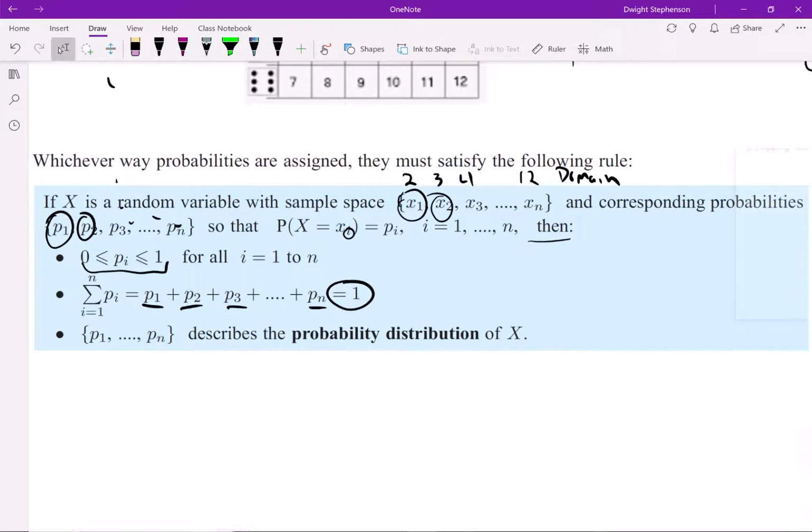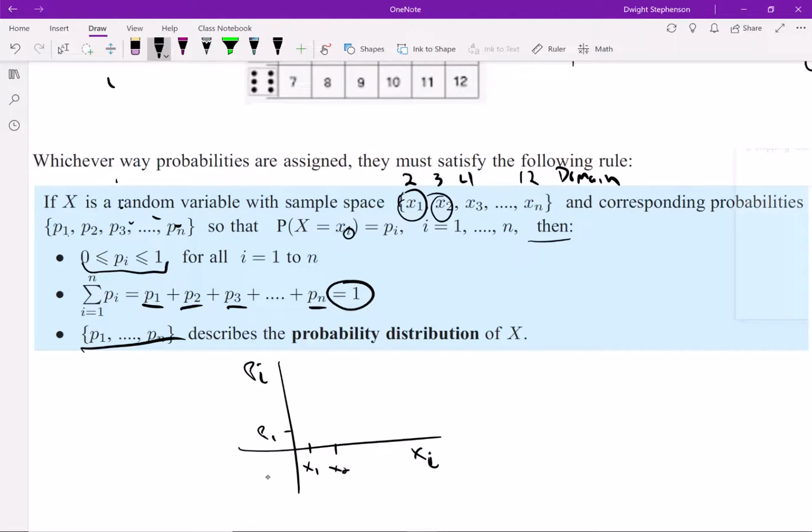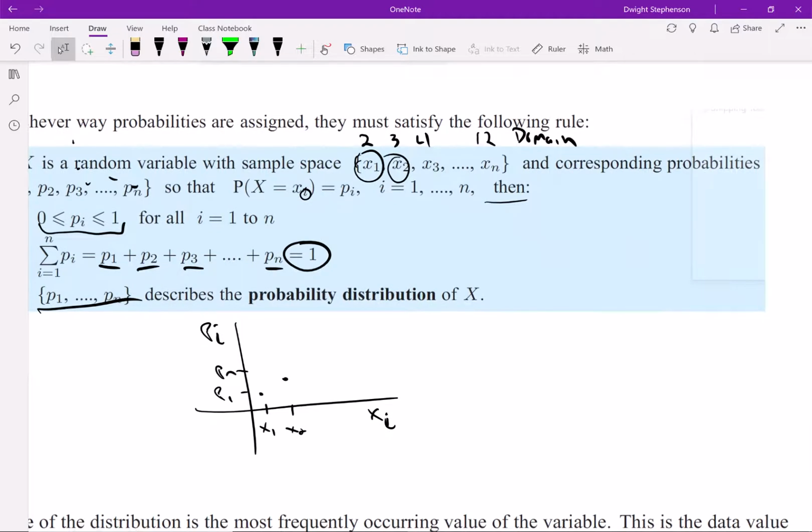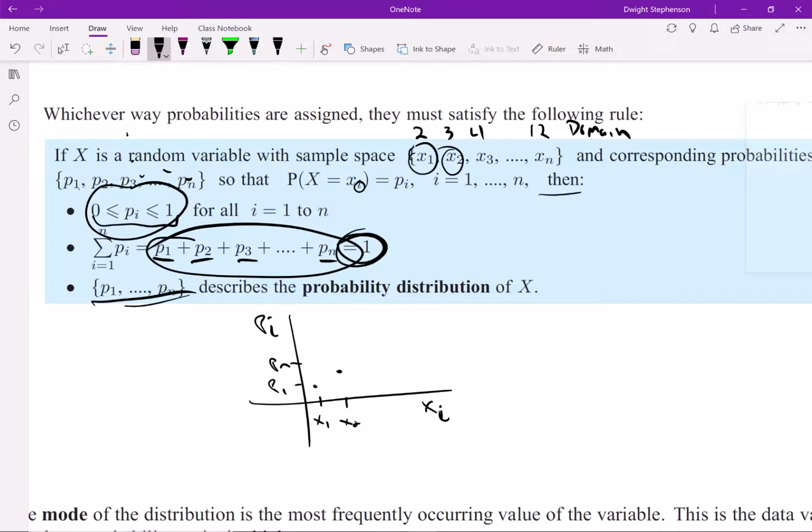And then what it's saying is that the probabilities themselves describe the probability distribution of x. So if I graph, I would graph xi versus pi. So x1 would correspond with p1 and x2 would correspond with p2, and that would tell me my probability distribution. So the important thing is no probability can ever be greater than 1. If you add all the probabilities, you should always get 1. This is telling you all the possible things that could happen, and then just notational stuff, all right?